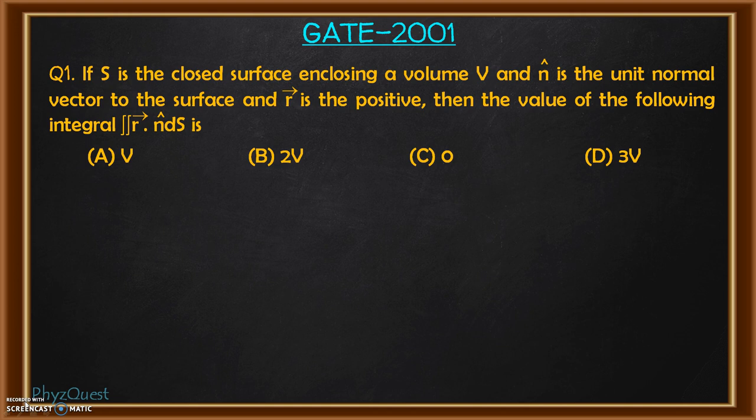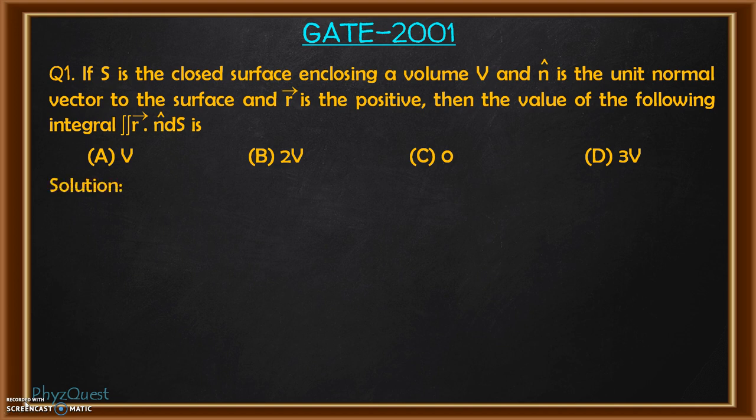So here the question is, if S is the closed surface enclosing a volume V and n cap is the unit normal vector to the surface and vector r is the position vector, then the value of the following integral, that is the surface integral of vector r dot n cap dS, we need to calculate. Four options are given and we need to choose the correct option.